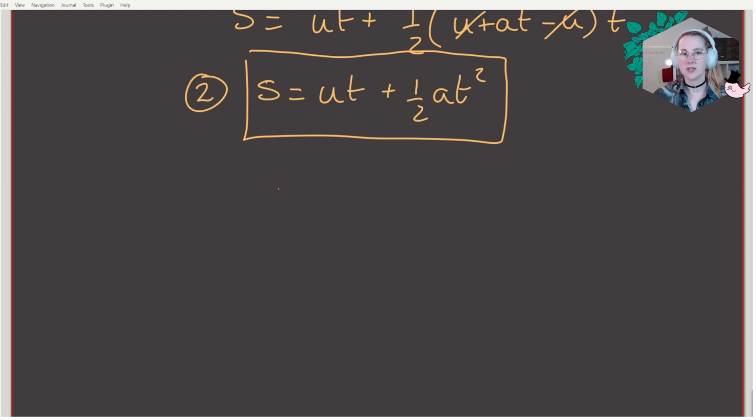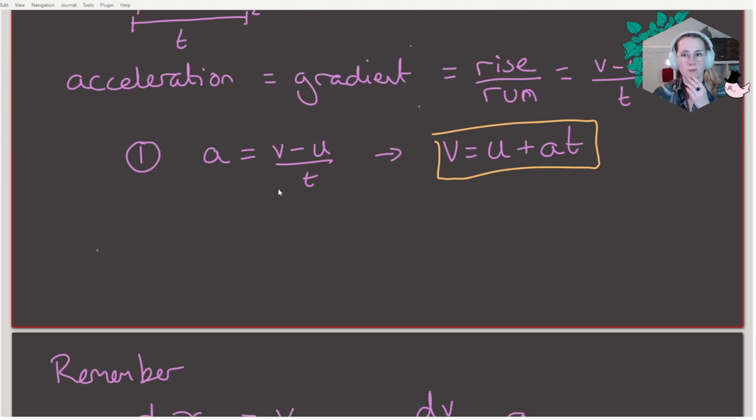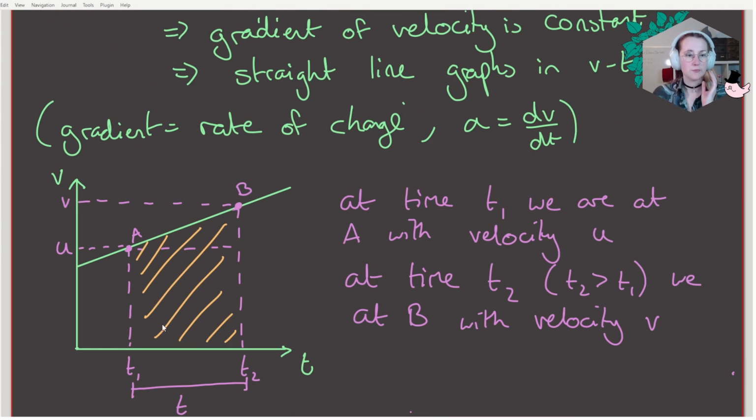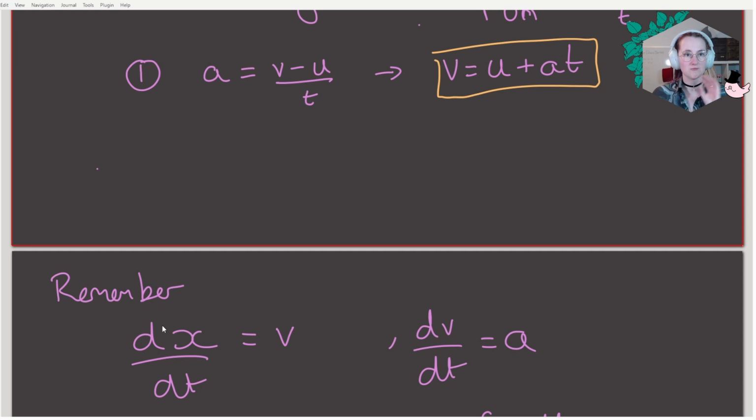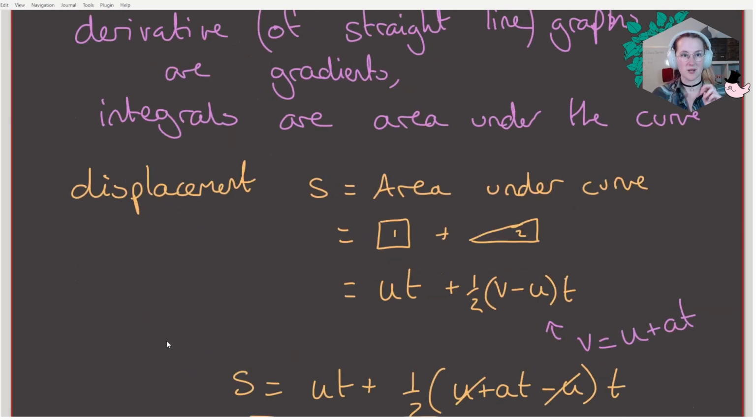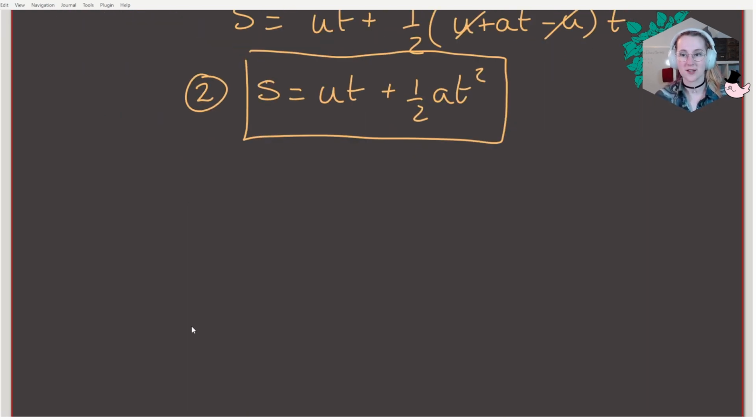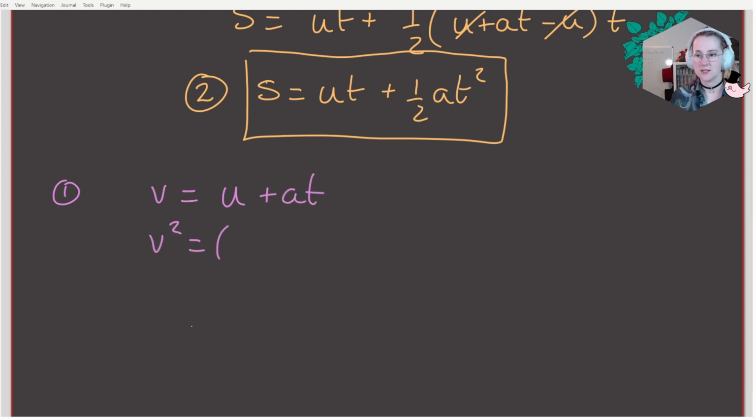So in theory, those are all of the ones that you can get from this graph. But given that we've got 5 unknowns, we want a few more equations to make it easier, so that rather than having to substitute in and manipulate the two, let's just remember a few more equations. So let's look at 1 again. We've got v is u plus at. I'm just going to square it. v squared is u plus at times u plus at.